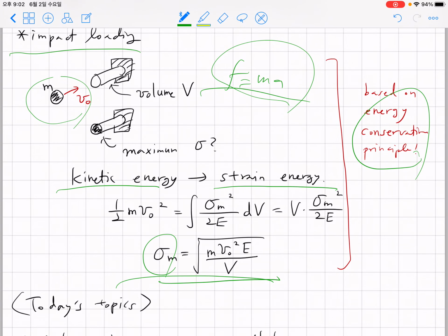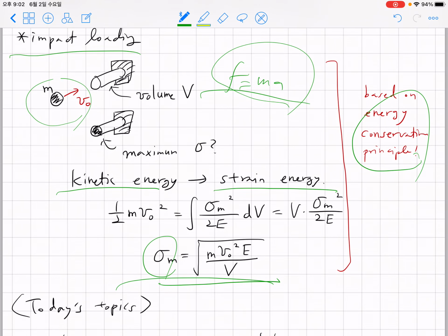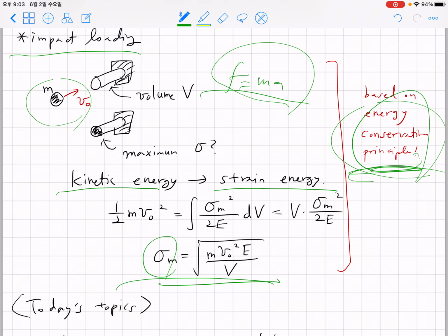So by relying on the energy conservation principle we studied back in freshman physics, we can answer several impact loading problems, which necessitate the use of the energy conservation principle. Okay, so these are the contents we covered in the last lecture, and let me stop the review at this point.